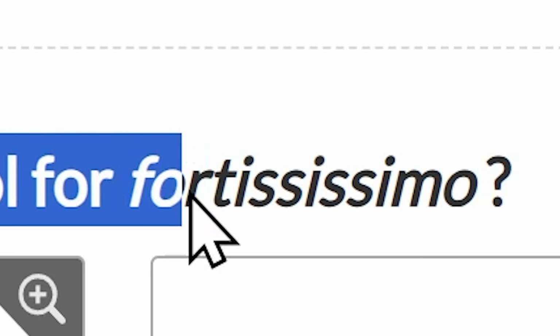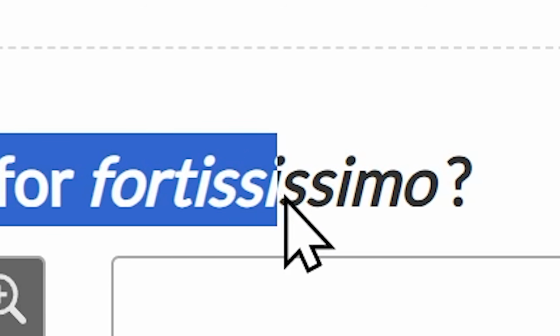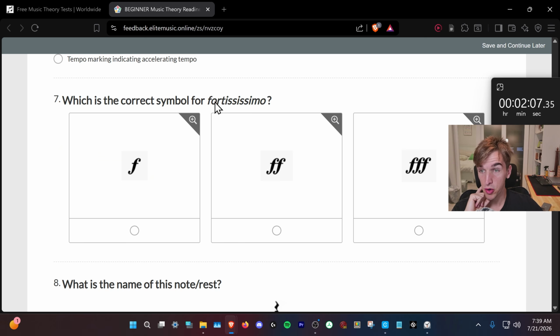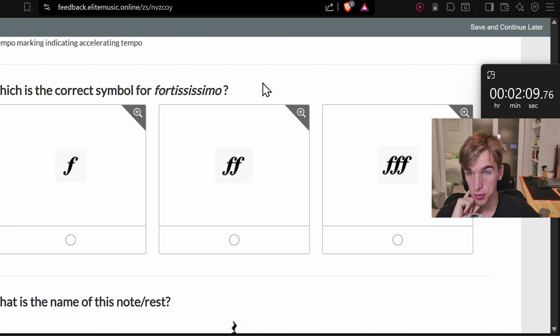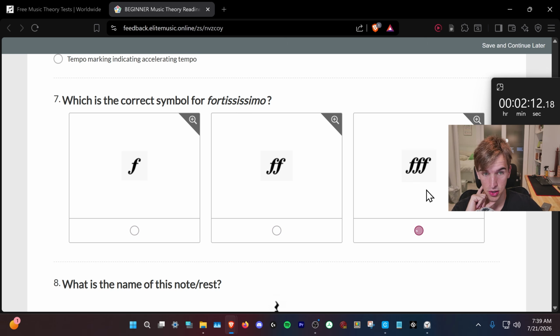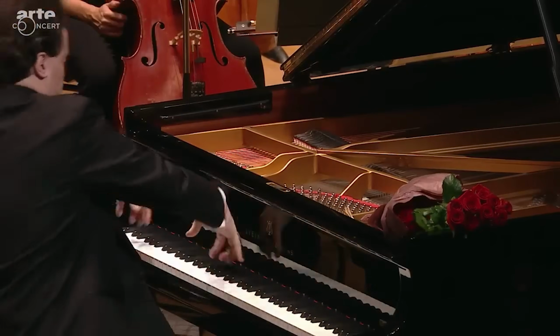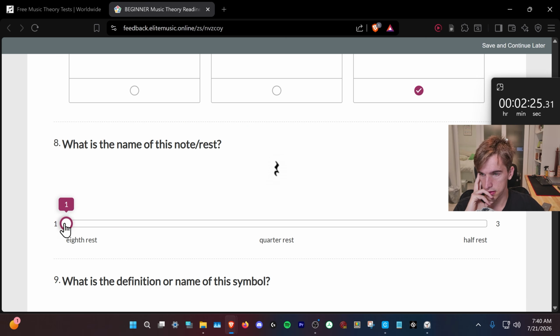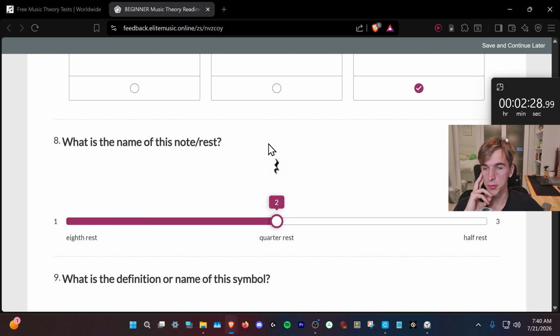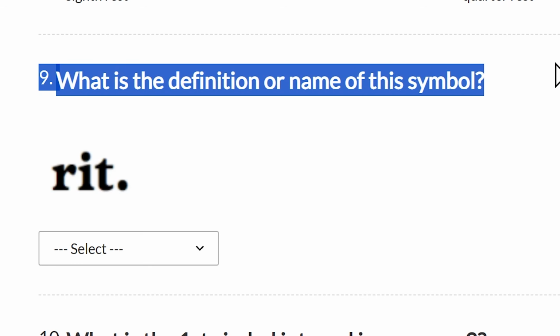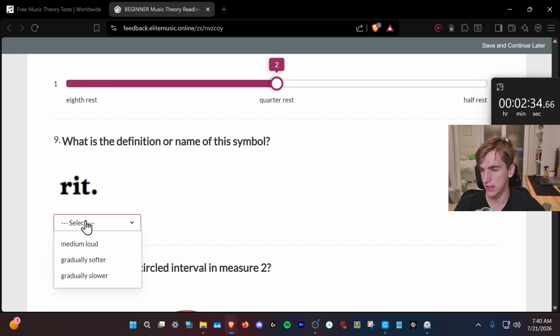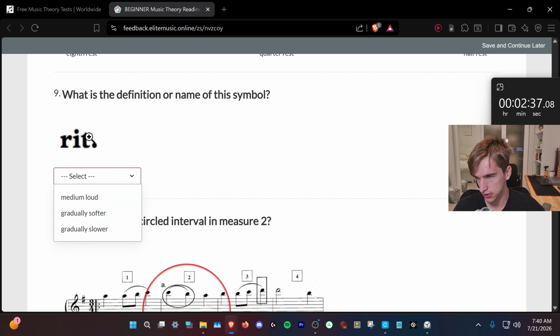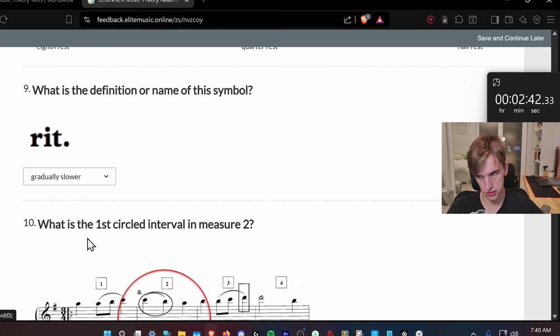Which is the correct symbol for fortissimo? So forte is F, fortissimo is triple F, which literally barely ever exists, except if you're playing Rachmaninoff. What is the name of this note/rest? This is a quarter rest. Yes, because it's for 1 quarter note. What is the definition or name of this symbol? It literally says it. It's a ritardando. Oh, well, you want the English version. Gradually slower. Not softer, slower.